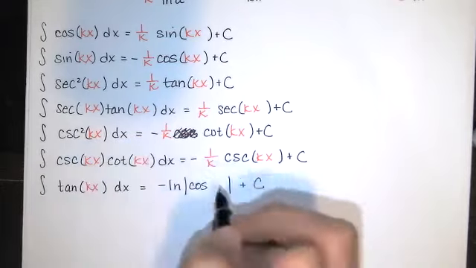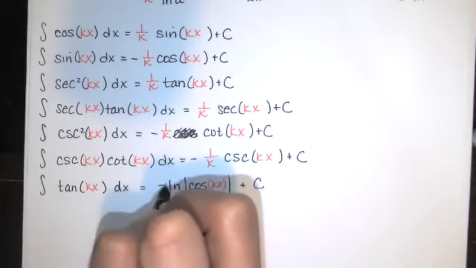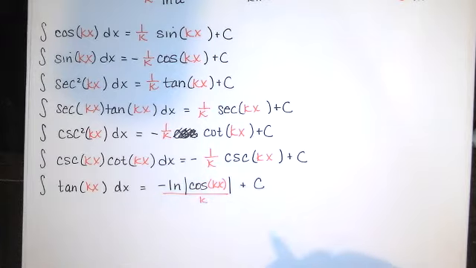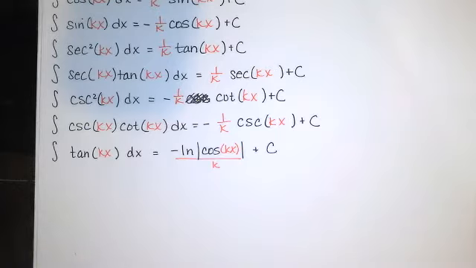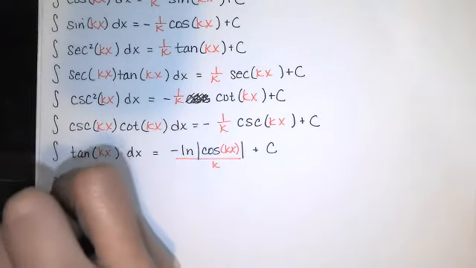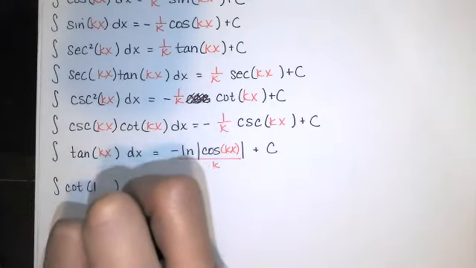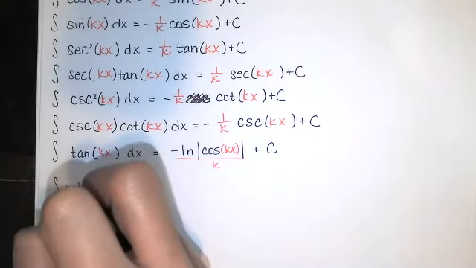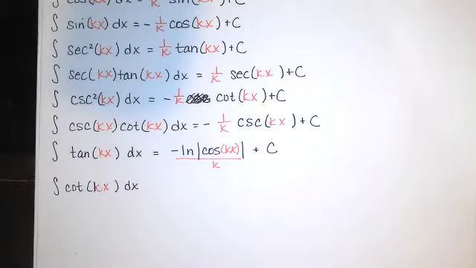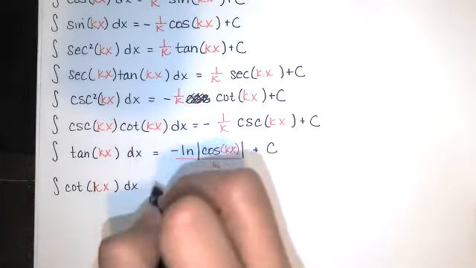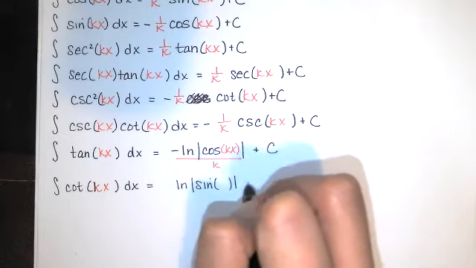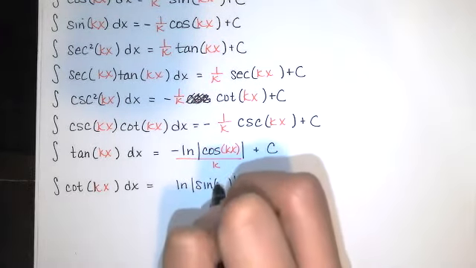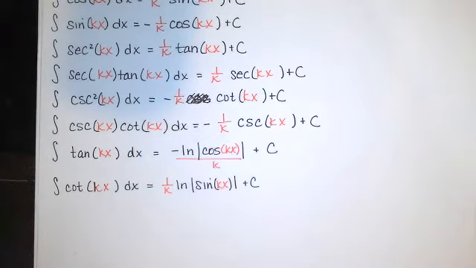If you replace x with kx, you can do that, but you've got to have a 1 over k out front. I really would have written a 1 over k, I just didn't leave enough space that time. Cotangent is similar. If you do the u-sub, you write cotangent of kx as cosine of kx over sine of kx, and do a u-sub, you'll get natural log of the absolute value of sine of kx plus c. Replace the x with a kx, and then make sure you divide by k.